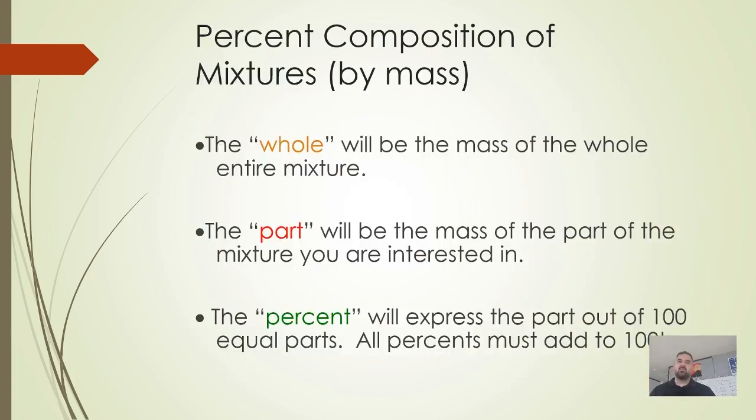So we just discussed what the whole was. So the whole is the mass of the entire mixture. The part is just the part that you're interested in. For example, hydrogen or oxygen out of water. And then percent is just out of 100. We multiply by 100. That's why it's out of 100.